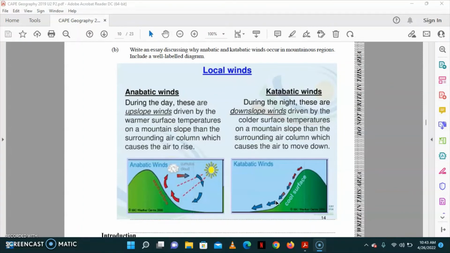Now, once you were able to basically differentiate between the two, then all you need to do is have your conclusion. Remember that your conclusion is just summarizing your main points. So it could be as simple as: mountain regions have their own unique microclimates that are influenced by the anabatic and katabatic winds that affect the location. Something as simple as that, and you should be well on your way to 14 marks.